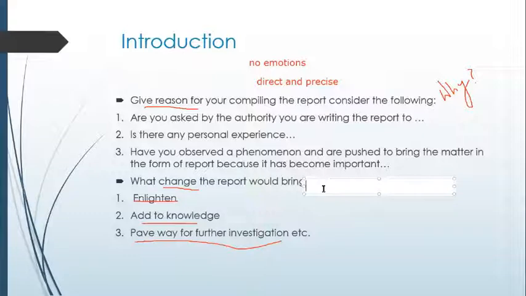You are going to tell how this report would affect, or what would be the effect, or what's the use of this report, you may say. What's the use of this report? Like, how is it going to be helpful?